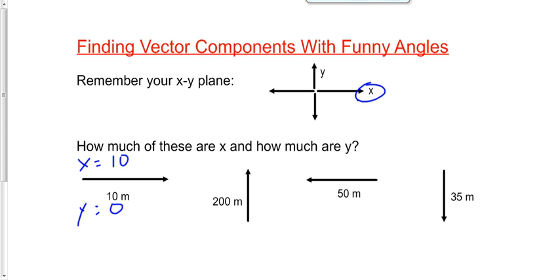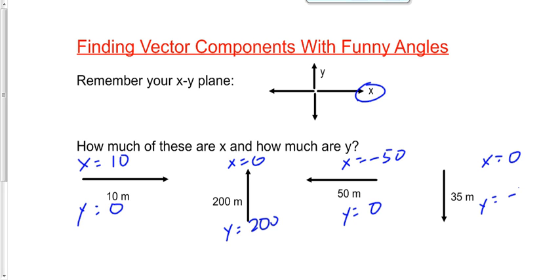How much of this one's X? 0. How much is Y? 200. How much of this one's X? Negative 50. How much of this one's Y? 0. 0 and negative 35, right? No problem. No problem.